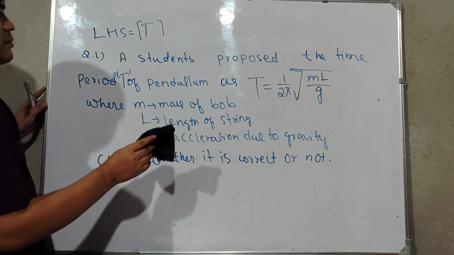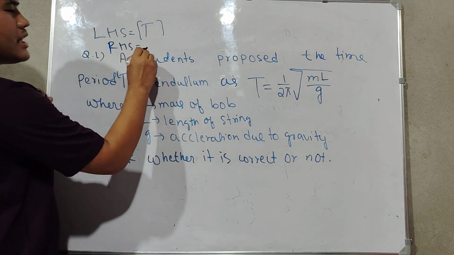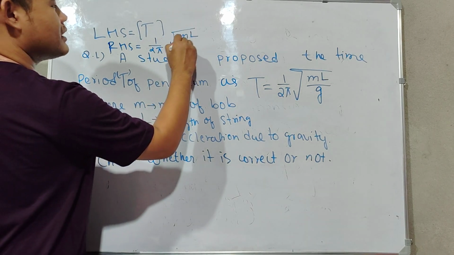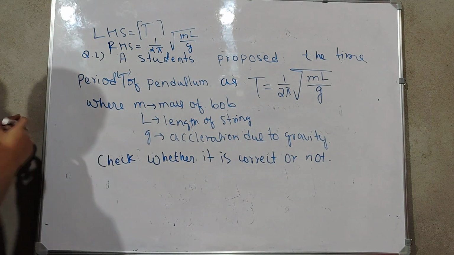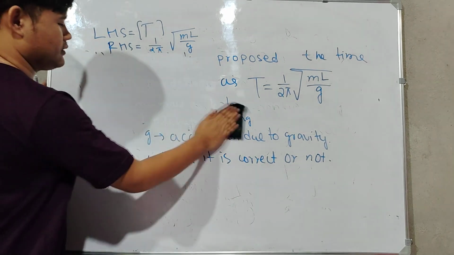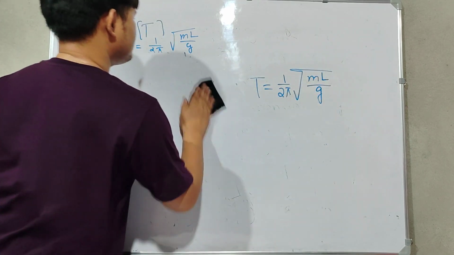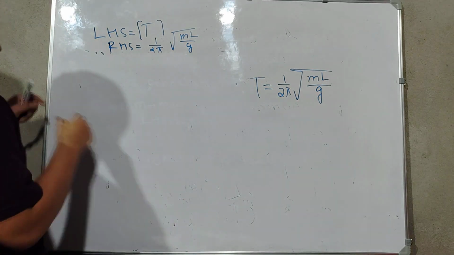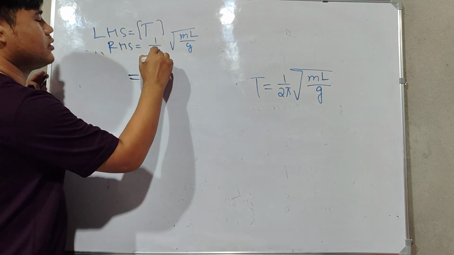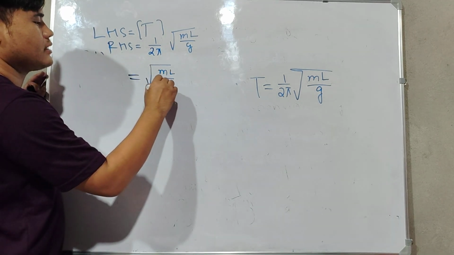So on the right hand side what should come? On the right hand side you have 1 by 2 pi root over m L by g. Now we have to write out these dimensions, after that only we can find. Dimension means this 1 by 2 pi is dimensionless, right? So we have only this one, m L by g.